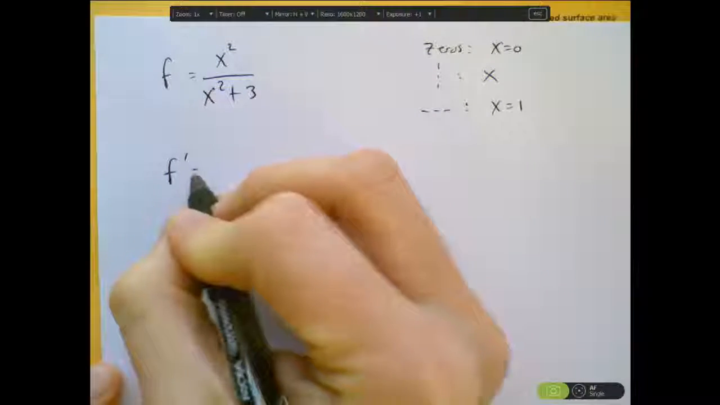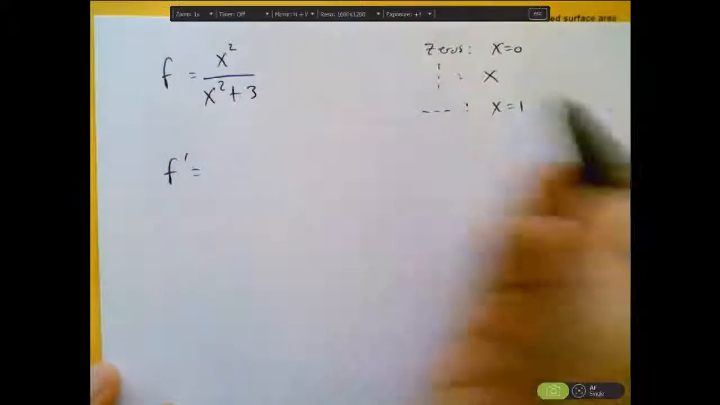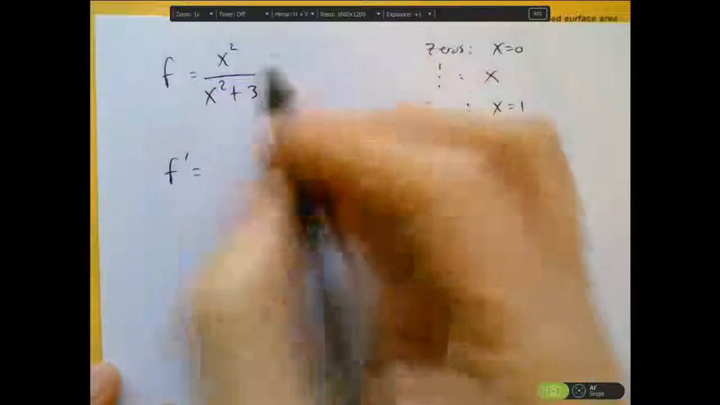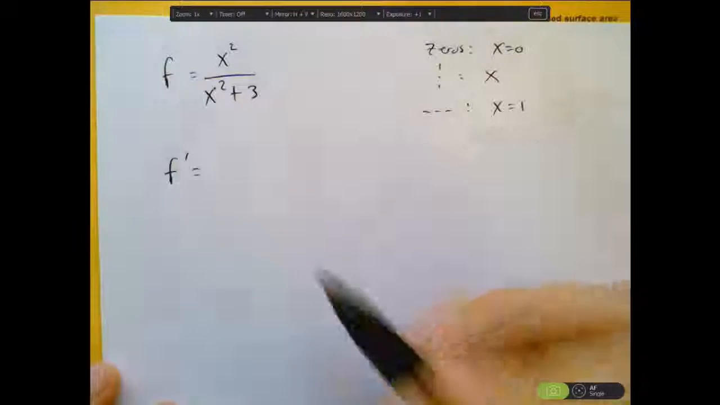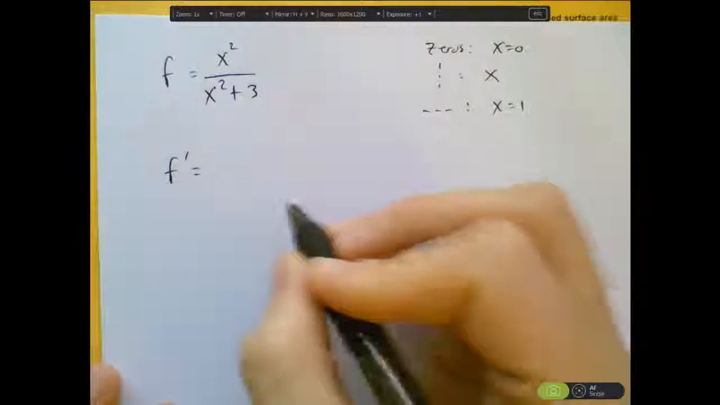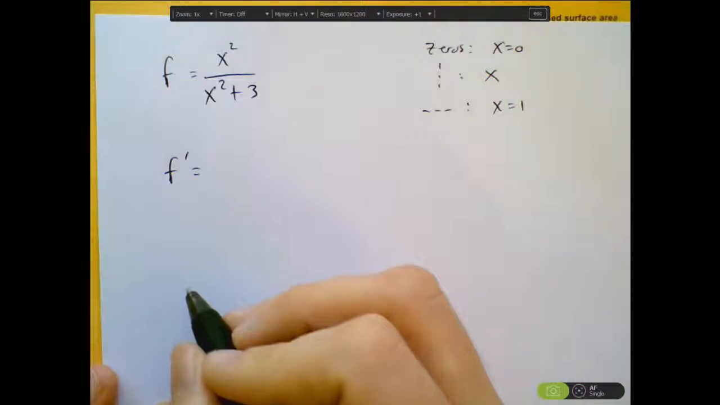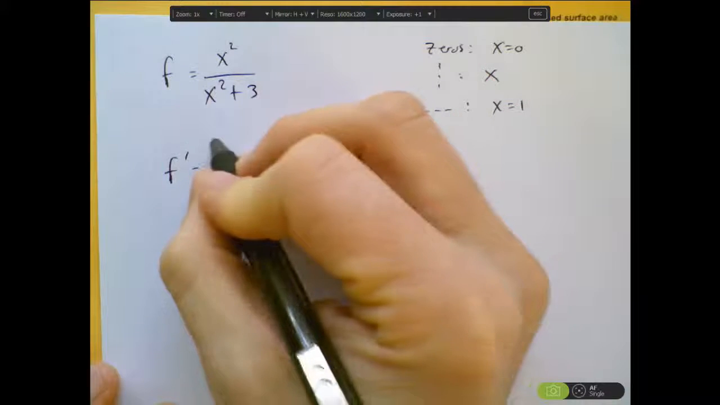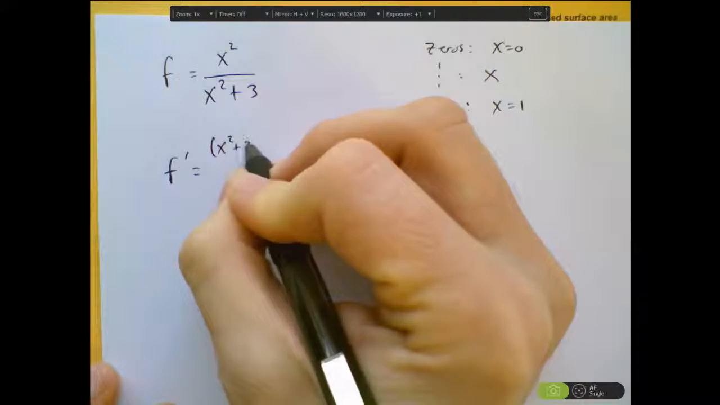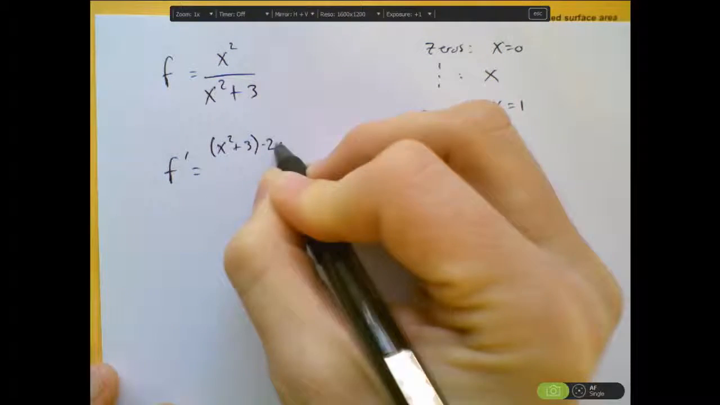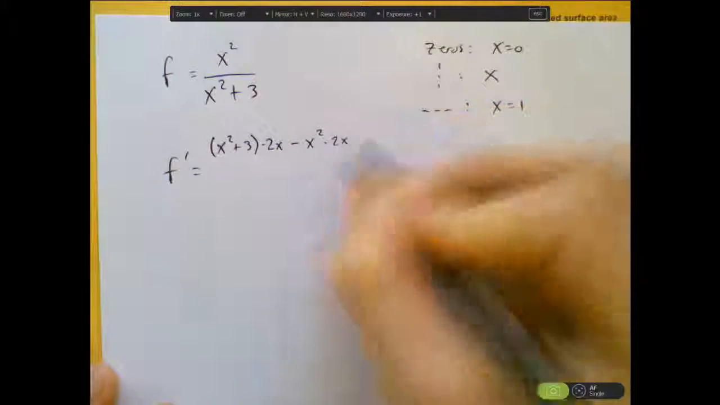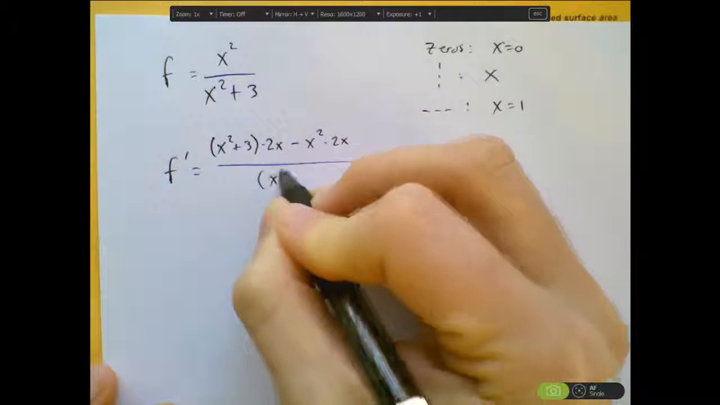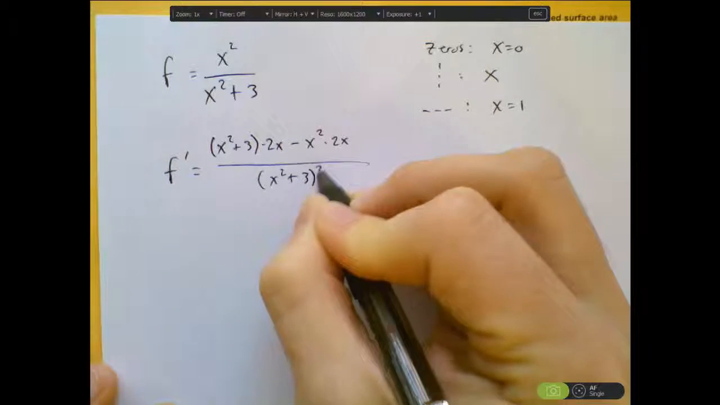Let's find f prime. I think that I will use the quotient rule here. You could try and rewrite this as x squared plus 3 to the negative 1 and then use the product rule. It doesn't seem obvious to me that that's going to be any cleaner. So quotient rule: low times the derivative of high minus high times the derivative of low, and I will square the bottom. And there I am.